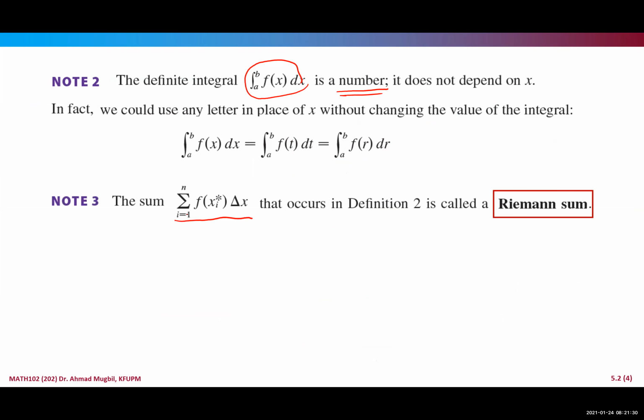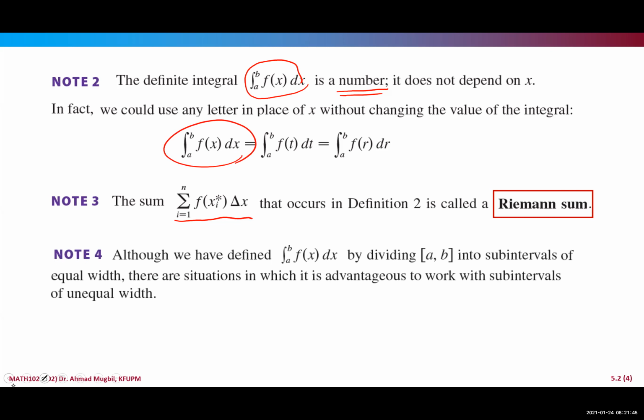As I say, this is called the Riemann sum. So the definite integral is just the limit of the Riemann sum, and this is why sometimes they call this integral the Riemann integral. I think we didn't mention this remark in the previous class.